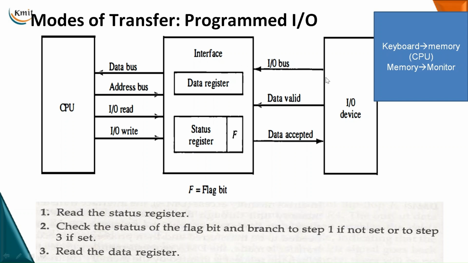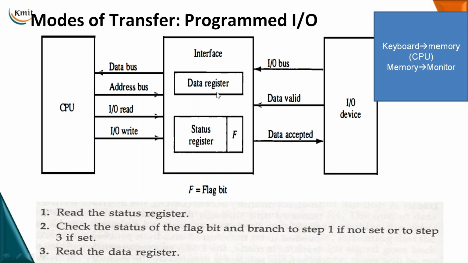The information is not directly transferred from the IO device to the CPU. It will be first transferred into the interface unit. From the interface unit, through the intervention of the CPU, it will be transferred to the memory unit of the computer. So the interface unit of the corresponding keyboard transfers the information present on the IO bus into the corresponding register, which is the data register.